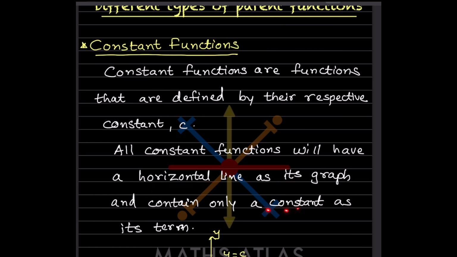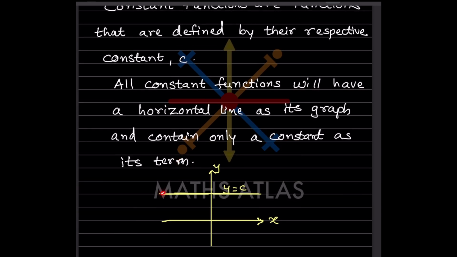and contain only a constant as its term. Can you see this one? This is the horizontal one and this is the vertical one. So the constant function will always have a horizontal line. This is written y is equal to c, that means it's a constant.